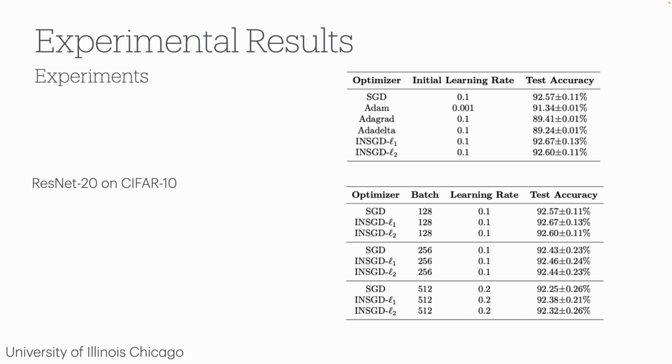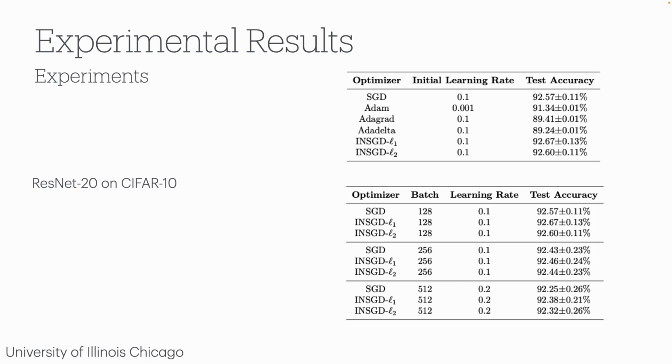The first experiment is on CIFAR 10 and carried out by training ResNet 20. All the results that I am going to show here and in the next slides are repeated with different seeds, and we present the mean and the standard deviation of the accuracy results on testing datasets. You can see that in optimal training settings, INSGD, both L1 and L2 norm, outperforms the other algorithms.